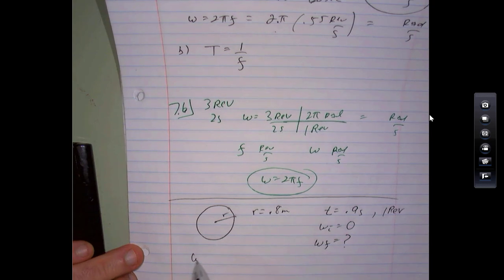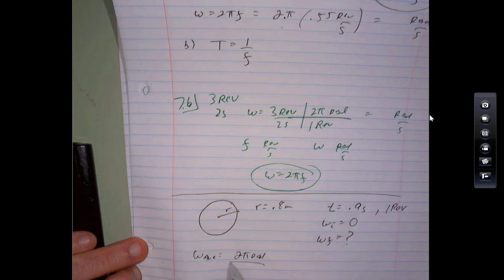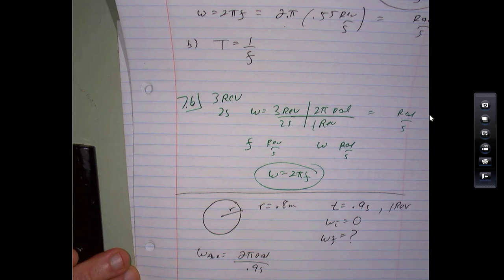You could get that if you want to. The average would be 2 pi radians in 0.9 seconds, and that would give you the average. But that's not the final.